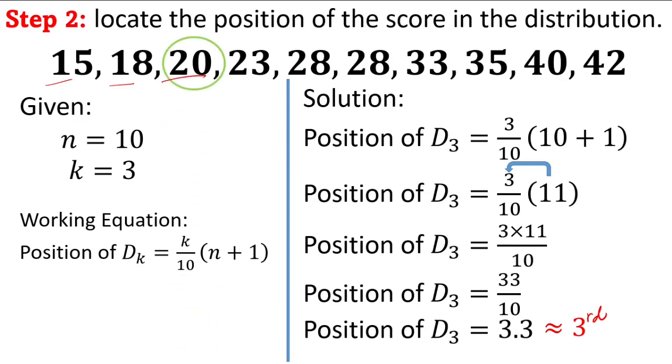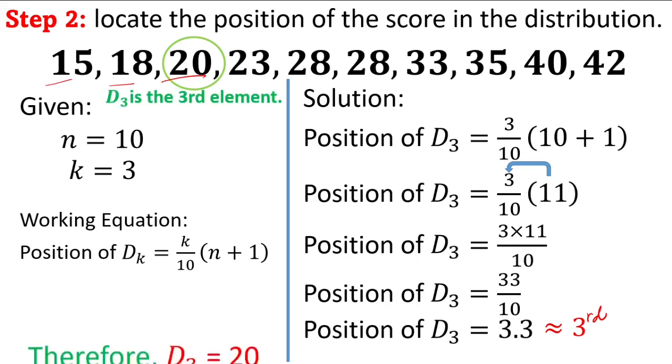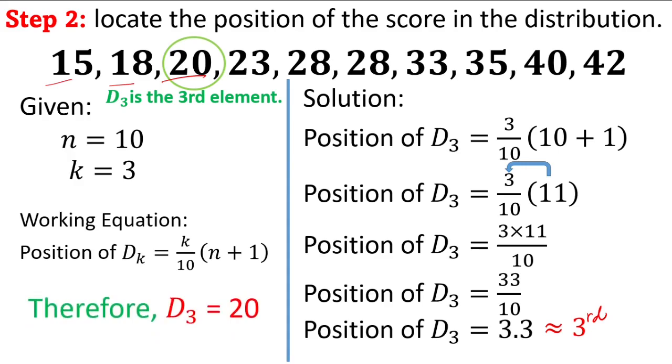That means that the third decile is located at the third element. Okay, and that third element is 20. So therefore, the value of the third decile is equal to 20.